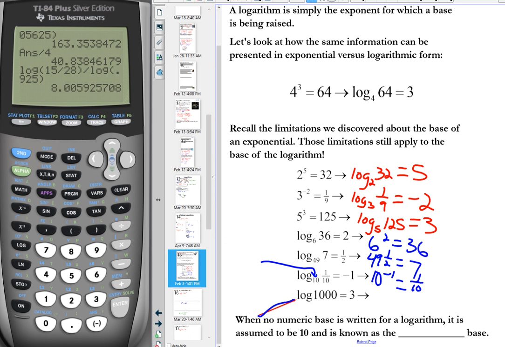The last one. What's the base? 10. When they don't write it, it's 10. What's the exponent? 3. What's 10 to the 3rd power? 1,000. This is like a little taste of logarithms. Tomorrow we'll continue with logs.